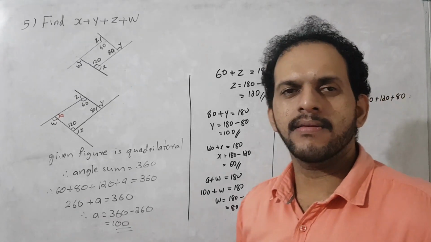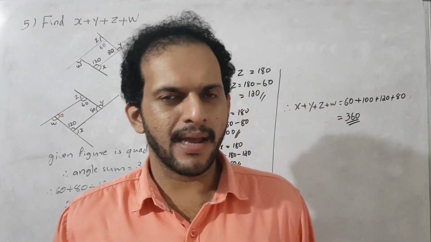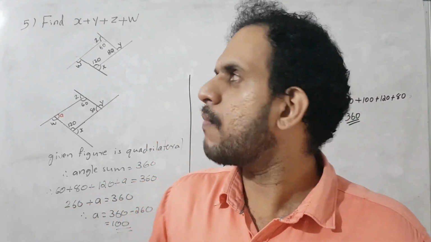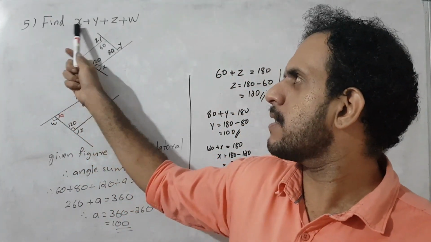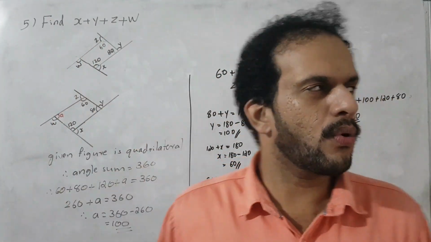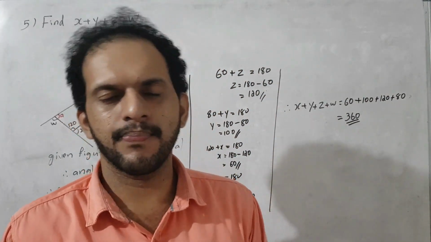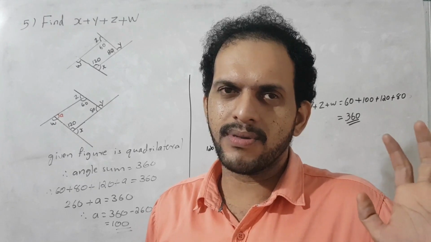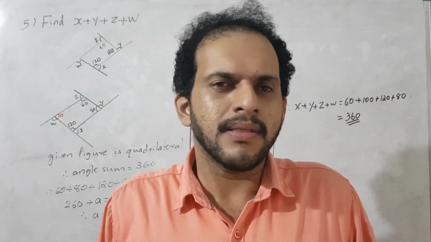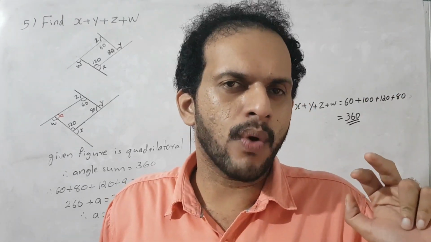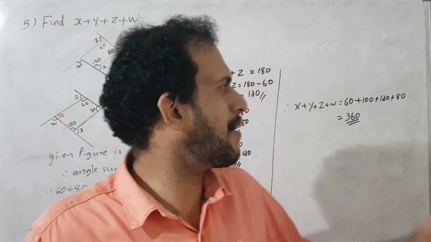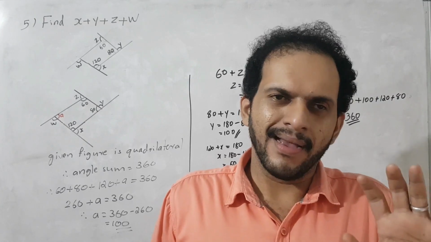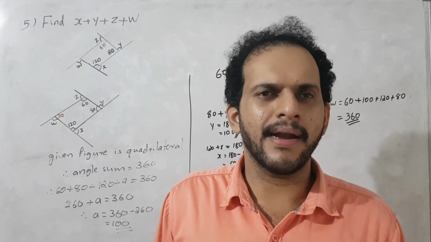So what did we get as the answer? We got it, the answer is 360. That means the exterior angle sum of the quadrilateral is also 360 degrees. The exterior angle sum of the triangle, the first question, was 360 degrees. The exterior angle sum of the quadrilateral also gives the same answer, 360 degrees. Correct? So we generalize the idea.